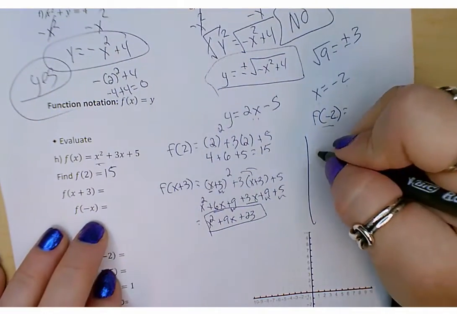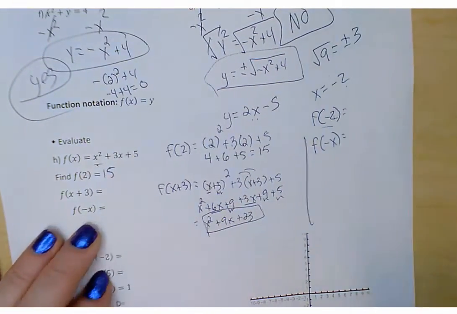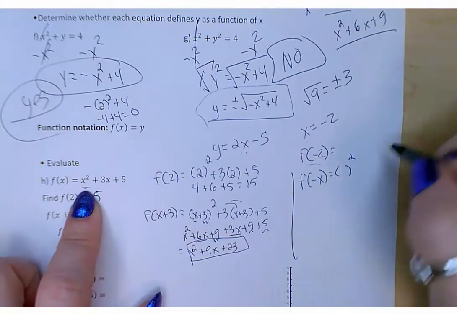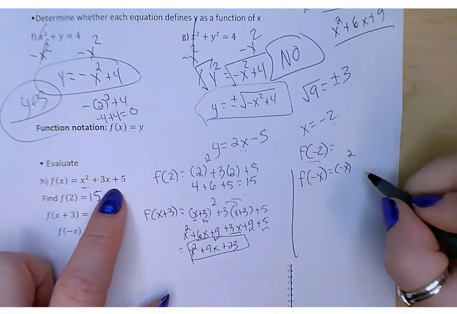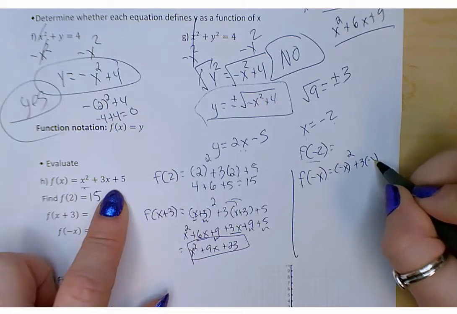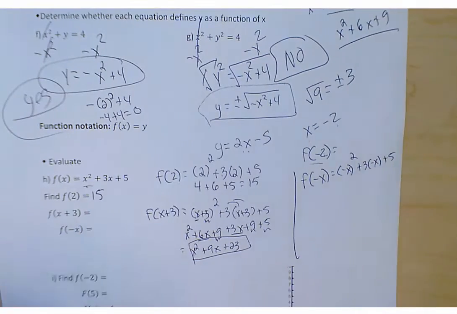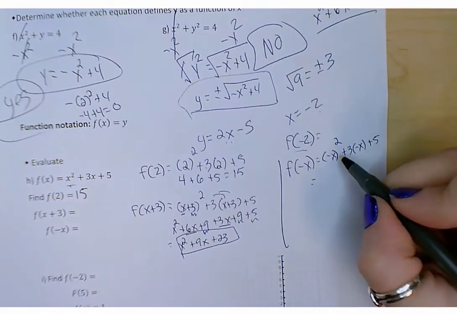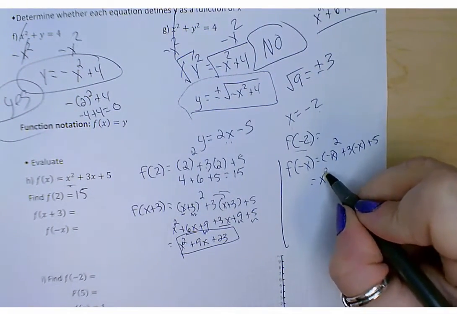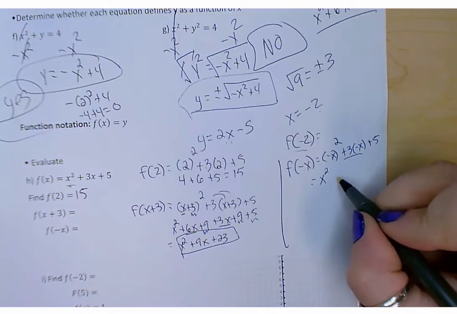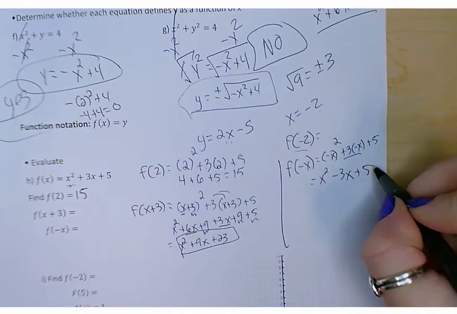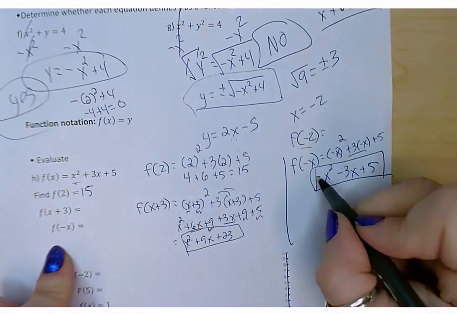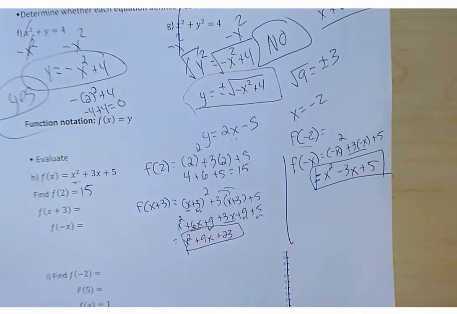For the last one, we are evaluating a negative x. So we're just going to plug in a negative x here. So x squared, where x is negative x, plus 3 times our negative x, plus 5. Simplify that. Well, negative x times negative x is x squared. We get a minus 3x there, plus 5. So that's what we get for f of negative x. It is x squared minus 3x plus 5.